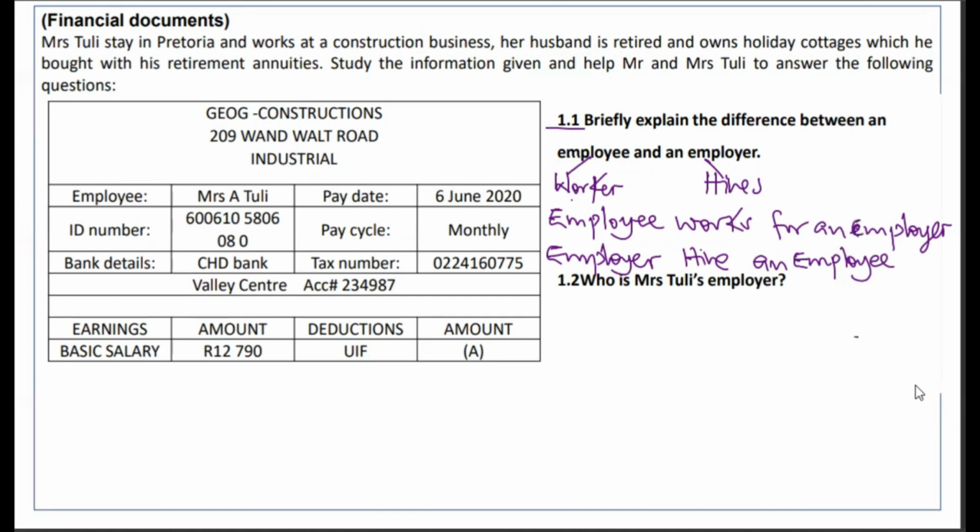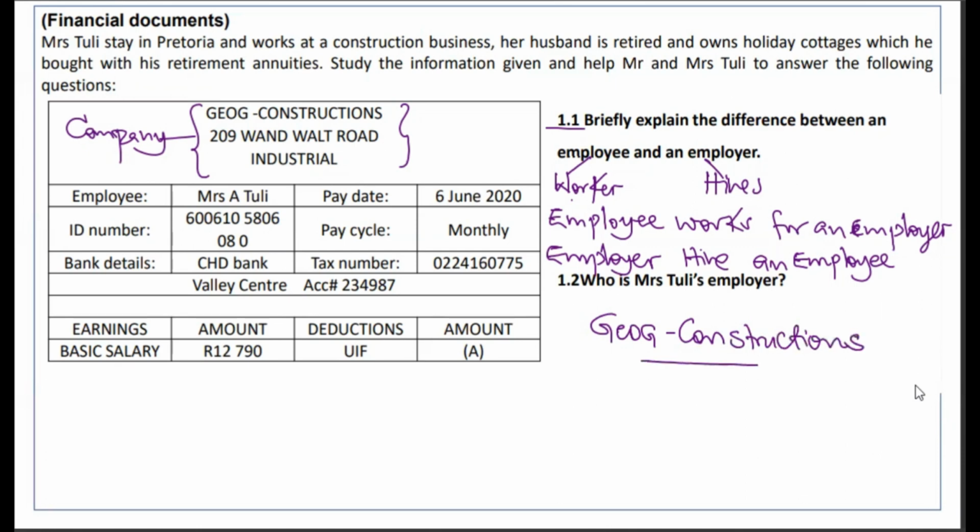All right. Then they're asking, who is Mrs. Tully's employer? Now, from the payslip, we take this information here. This is the information of the employer, but in this case, it's the construction company. So here we shall say Geo Constructions, by the way.